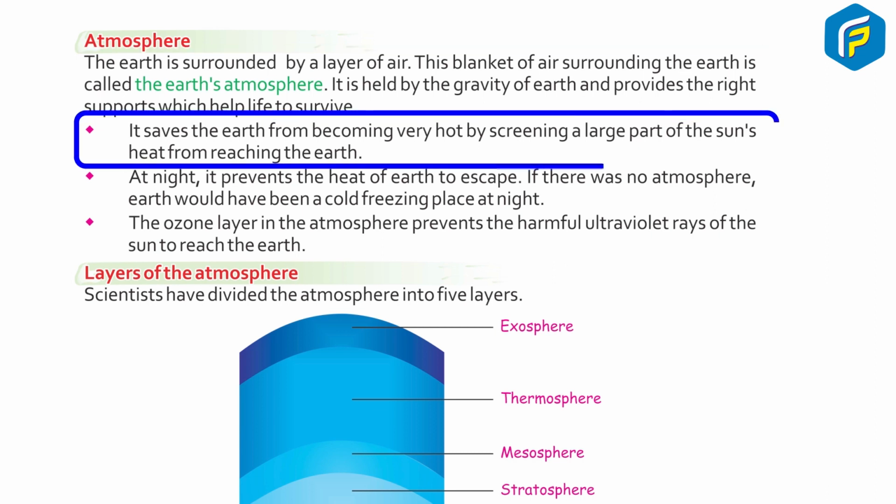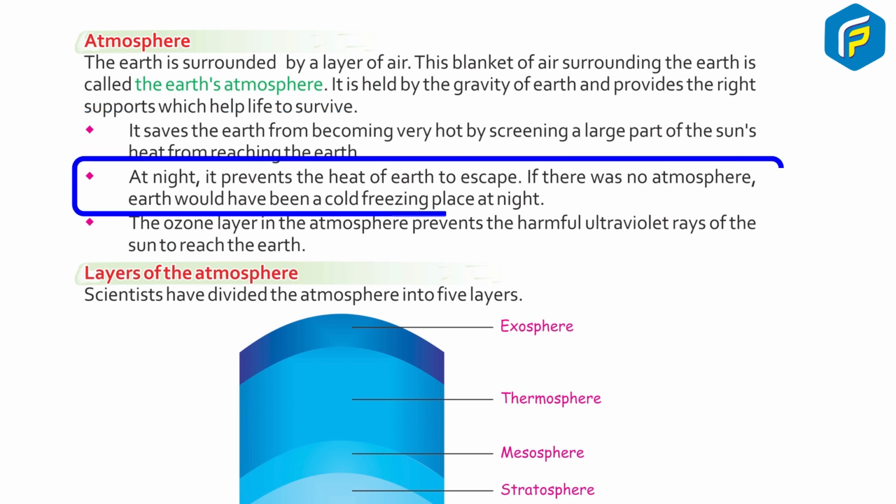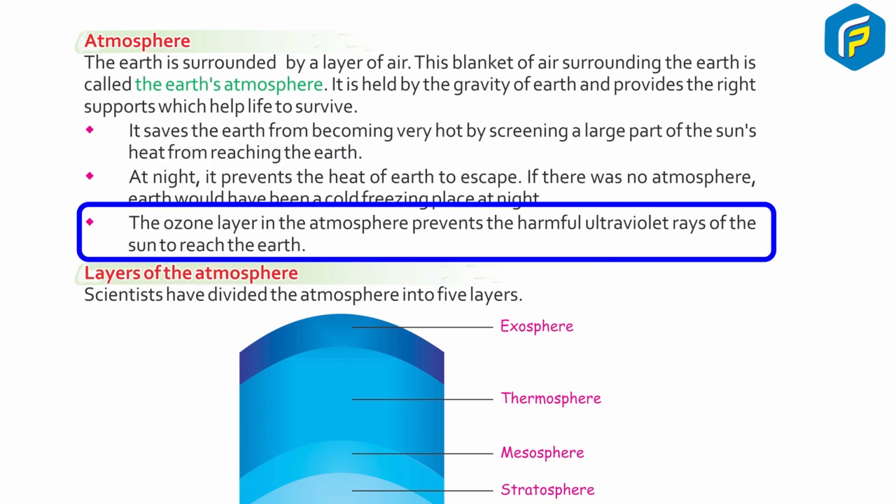It helps keep the earth from becoming very hot by screening a large part of the sun's heat from reaching the earth. At night it prevents the heat of the earth from escaping. If there was no atmosphere, earth would have been a cold, freezing place at night. The ozone layer in the atmosphere prevents the harmful ultraviolet rays of the sun from reaching the earth.